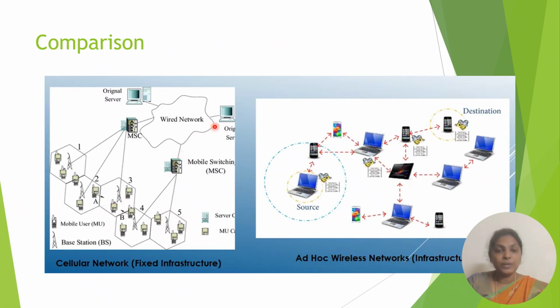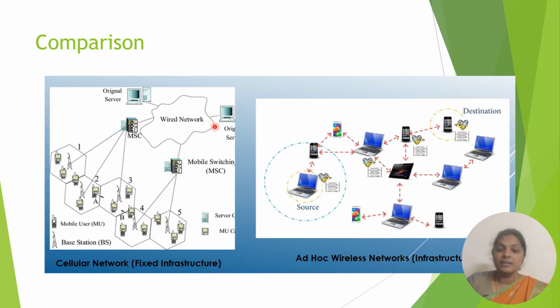So in this picture, you can see a small comparison between the cellular network and the ad hoc wireless networks. In the left hand side, in the cellular network, you can see all the mobile users. If they want to communicate to another user, it will first communicate to the MSC, which is mobile switching centers, and then from there a dedicated line will be connected to the destination user, otherwise the intended user.